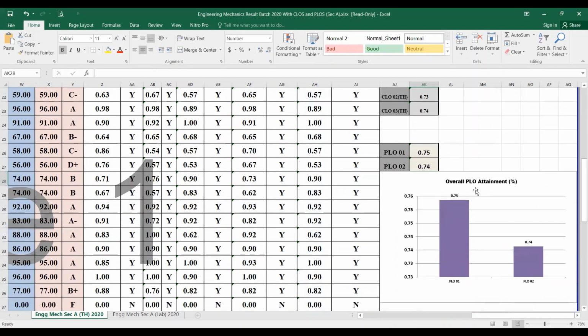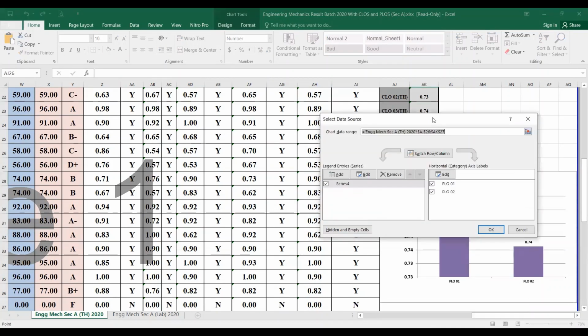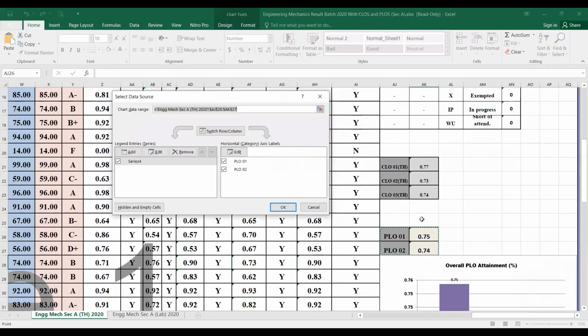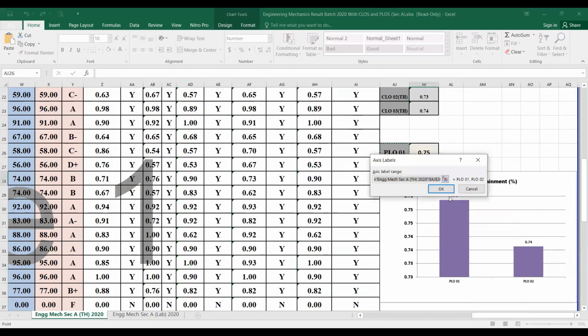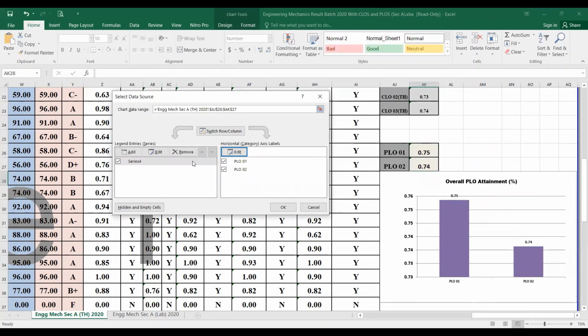So it is okay. Now, overall PLO attainment, how can you make this graph? Obviously you have to go into select data, and you have to select this one. This is the PLO attainment. On the x-axis, there is PLO1, PLO2. On the y-axis, you have 0.75. So in edit, let me show you.